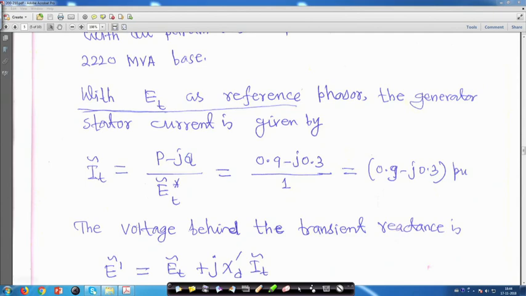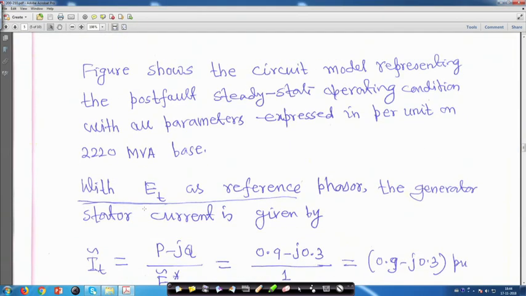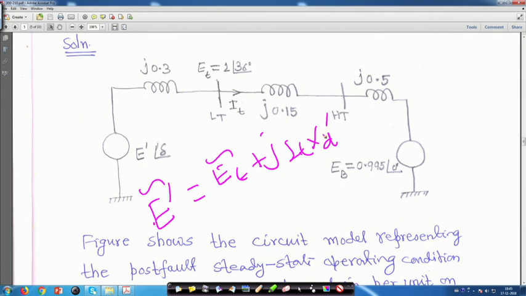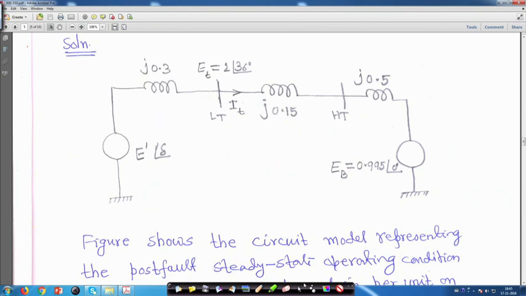Next, if you come back to this figure, from there also you can write that in general E dash tilde is equal to E t tilde in phasor form plus j I t x d dash, because this is my x d dash and the current flowing through this is I t. Therefore, E dash tilde will be E t tilde plus j I t x d dash, right.